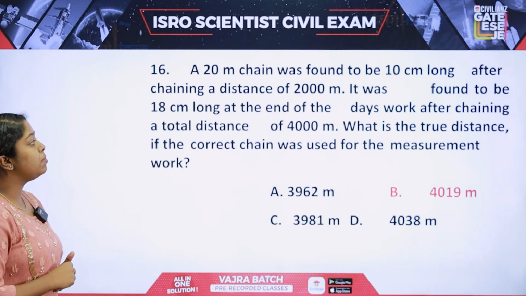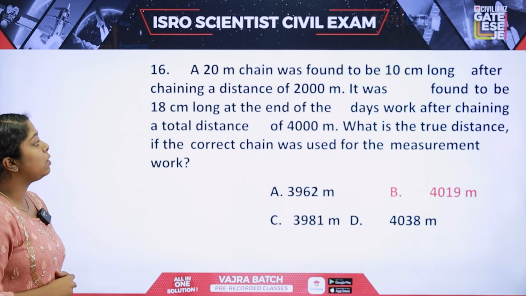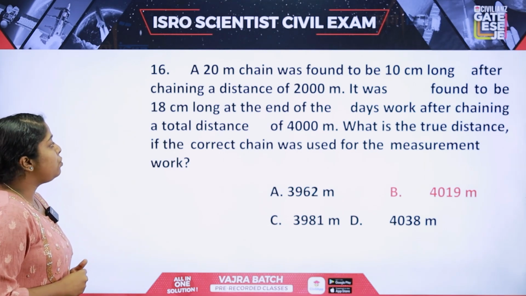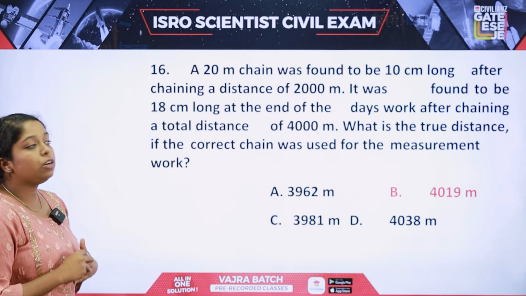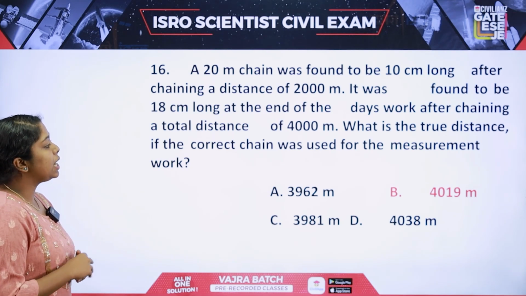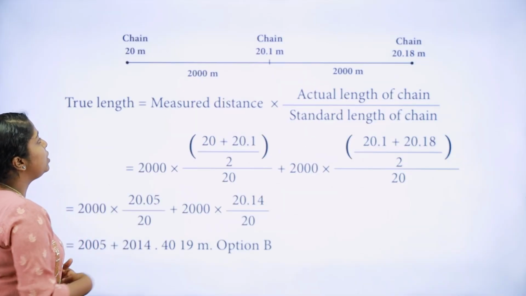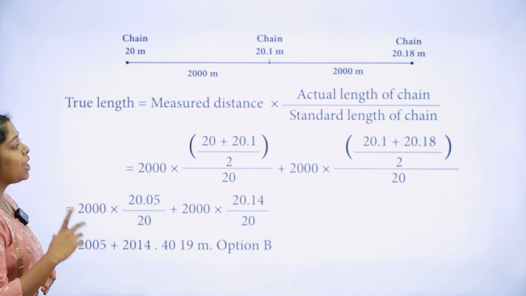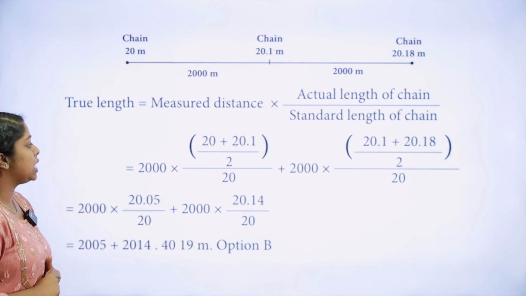Next question is also from the survey. So, a 20-meter chain was found to be 10 centimeter long after chaining a distance of 2000 meter. It was found to be 18 centimeter long at the end of the day's work after chaining a total distance of 4000 meter. What is the true distance if the correct chain was used for the measurement work? Let's move on to the calculation. So, true length is equal to measured length into actual length of the chain divided by the standard length of chain. Here two conditions are given.